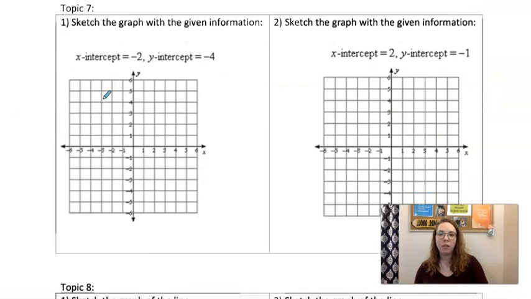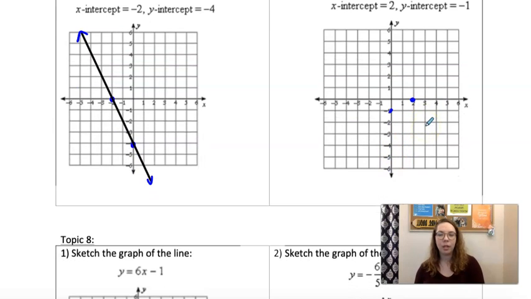Sketch the graph with the given information. X-intercept of -2, so we put that on our x-axis. Y-intercept of -4, so that one goes on our y-axis. And then as long as you have 2 points, you should be able to create a straight line. Number 2 says x-intercept is 2, y-intercept is -1. And then again, we just have to connect those.